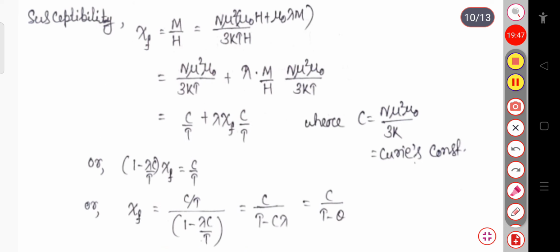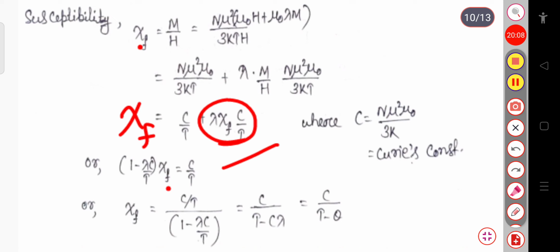Now if you simplify it further, this is your susceptibility chi_F, and here is the minus lambda chi_F into C by T. Taking susceptibility common, this will be 1 minus lambda C divided by T, whole into chi_F, and that is equal to C by T.